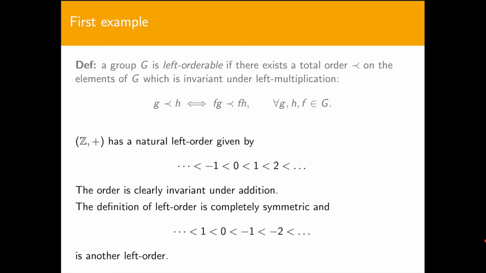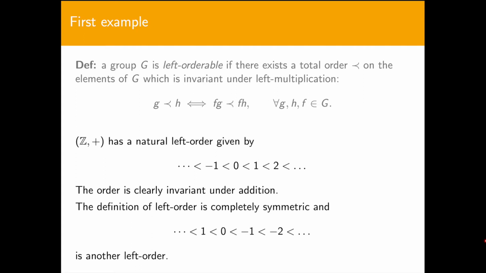So let's look at a first example. I've rewritten the definition of left-orderable group in case you want to follow along. So the integers with respect to addition have a natural left order, which is the order that you think of. So minus 1 is smaller than 0, smaller than 1, etc. This order is clearly invariant under addition. Now the definition of left order is completely symmetric.